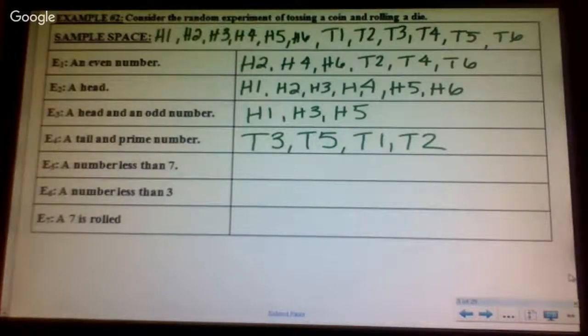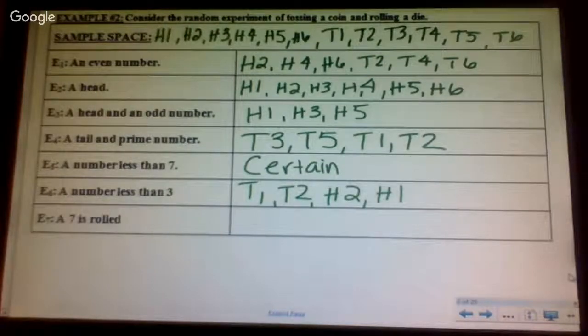What about a number less than 7? That's all. This is my certain event. All of my numbers are less than 7. A number less than 3: T1, T2, H2, H1. Perfect. What about a 7 as well? That's impossible. I mean, yes, there are dies with 7 on them. However, we are only talking about a 6-sided cube die.